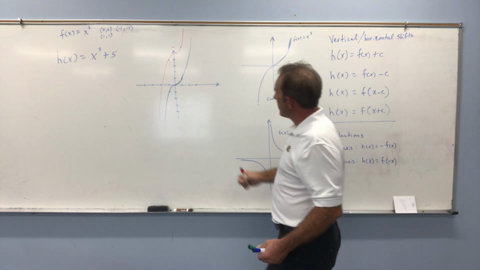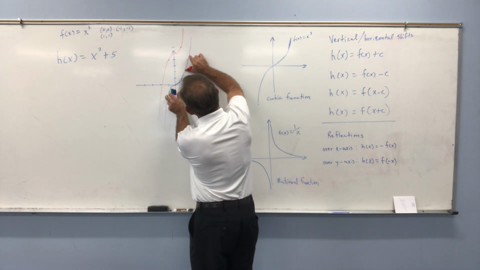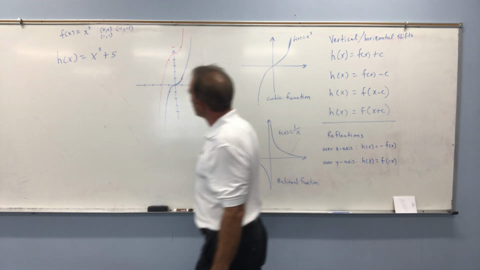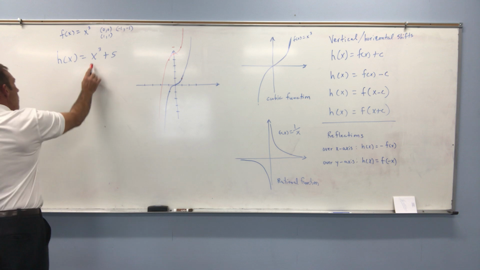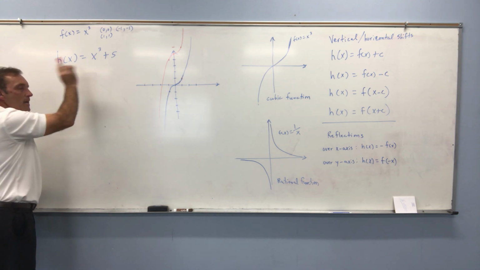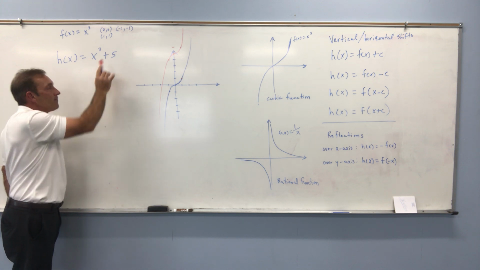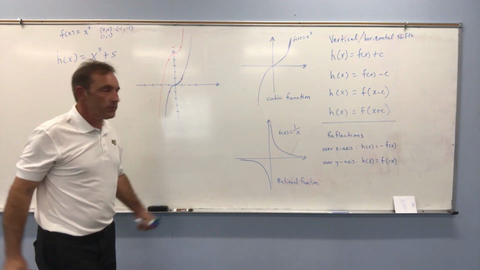So, again, the point being, if you took this one and just shifted straight up 5 units, that's what you would get. So, knowing what the basic shape is, knowing the parent function is that cubic, and then knowing that we're adding 5, just going to shift it up 5 is nice.